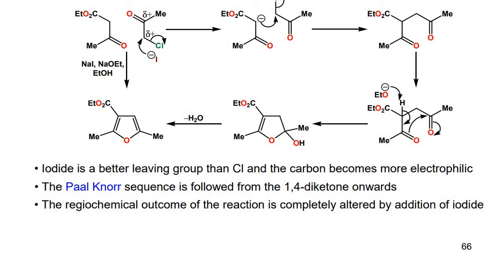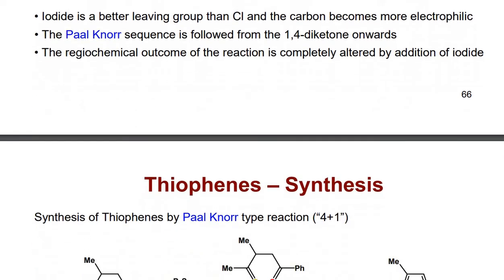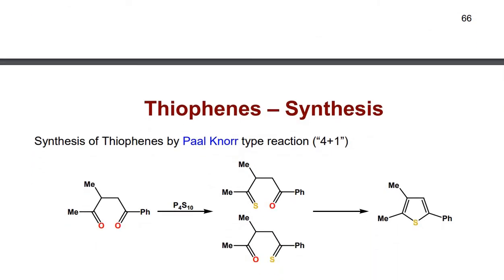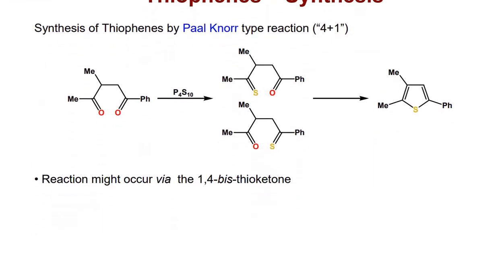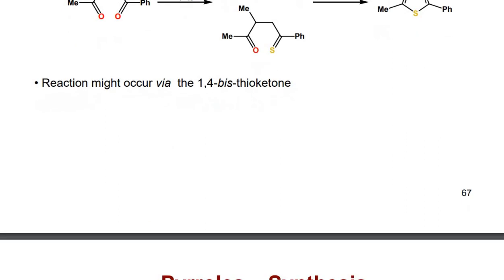The Paal-Knorr sequence is followed from the 1,4-diketone onward and the regiochemical outcome of the reaction is completely altered by the addition of iodide. Now you can see the thiophene, you know this reaction might occur via the 1,4-bis thioketone.